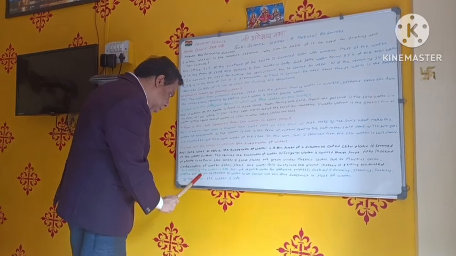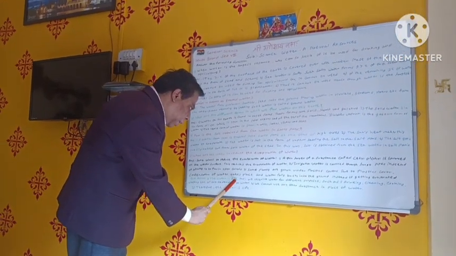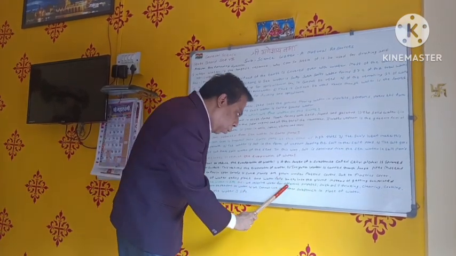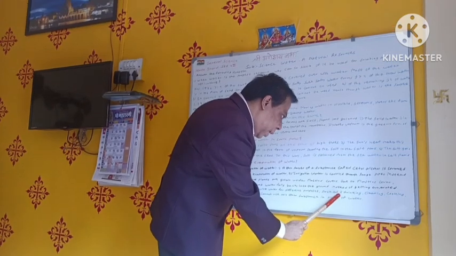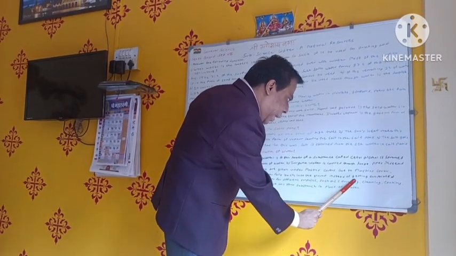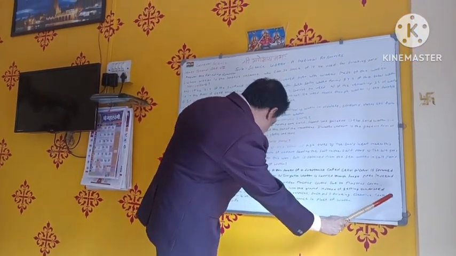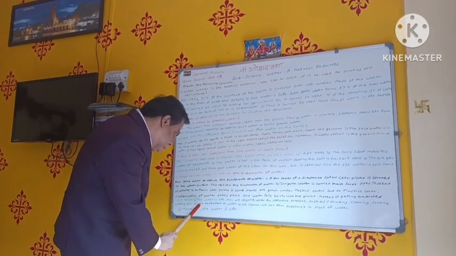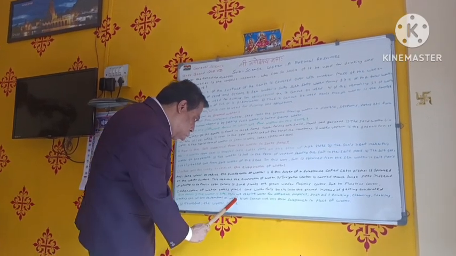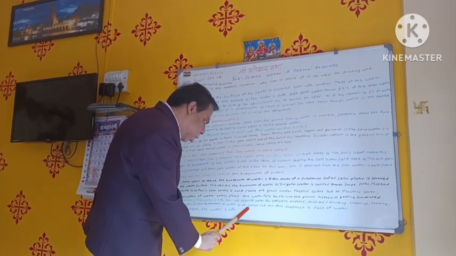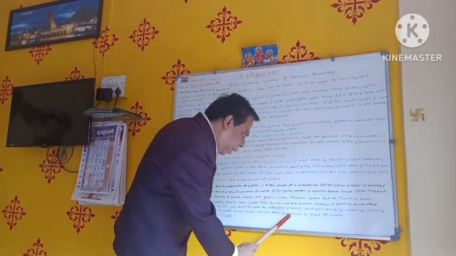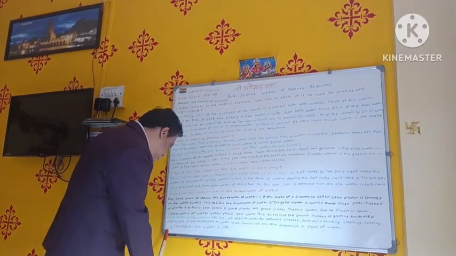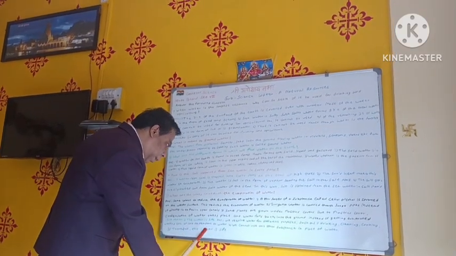Give reason. First, water is life. Answer. We require water for different purposes such as drinking, cleaning, cooking, washing, etc. All are dependent on water. Second, we cannot use any other substance in place of water. Third, therefore, water is life.